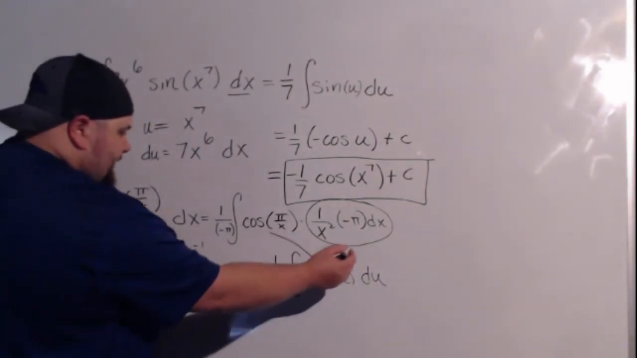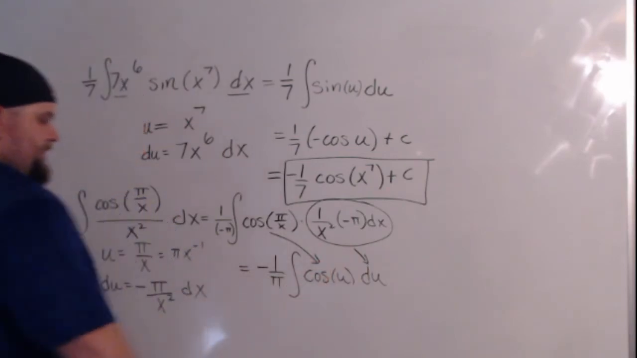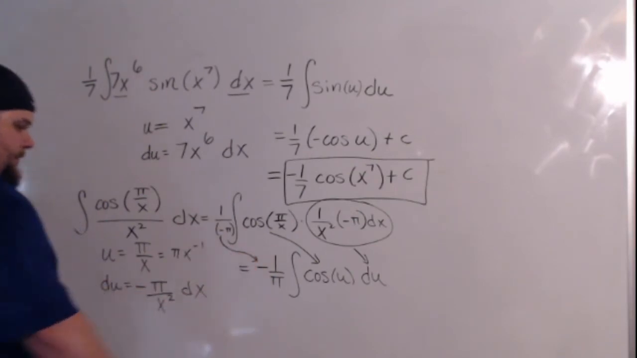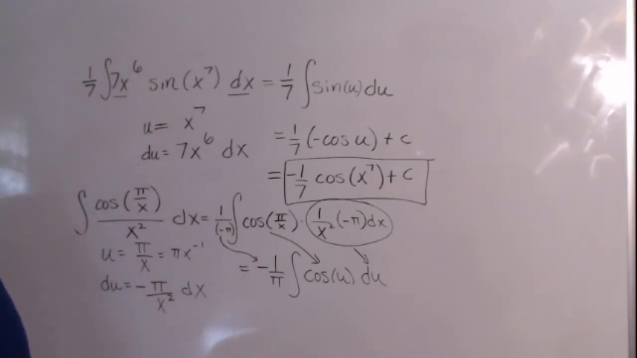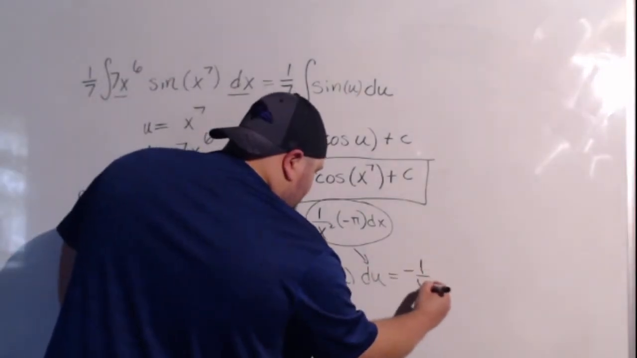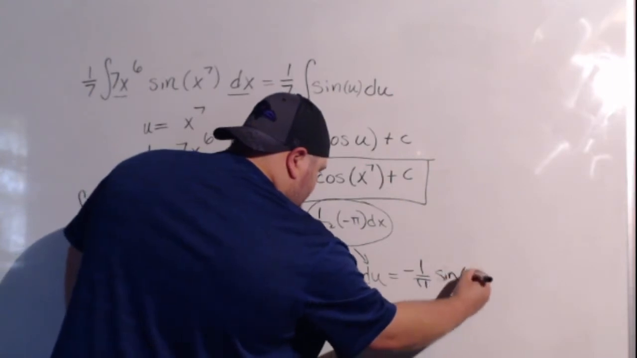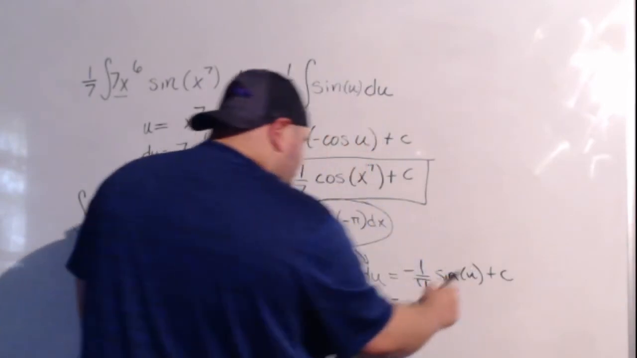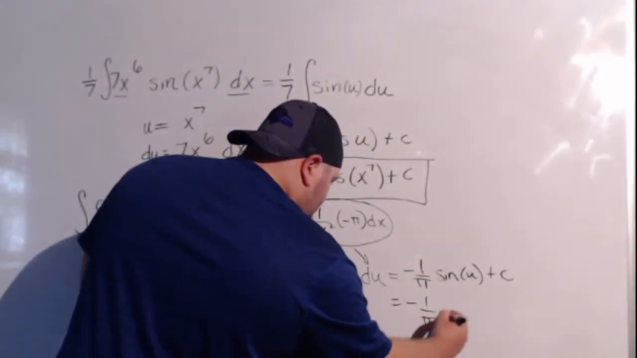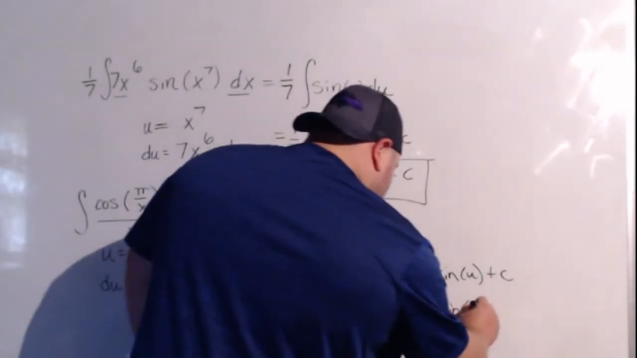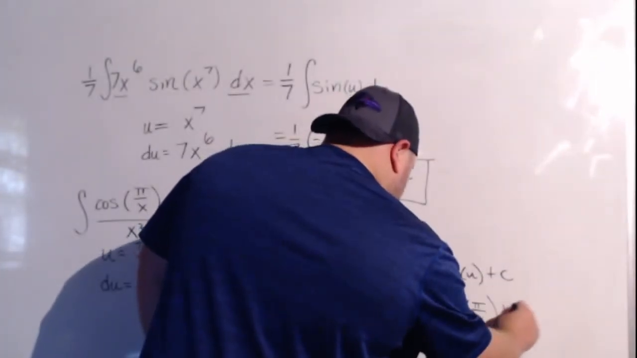So this all reduces to this, and that just came down. The integral of cosine being sine. So we get minus 1 over pi sine of u plus c, and the final step is to plug back in u. So sine, and u is equal to pi over x, plus c.